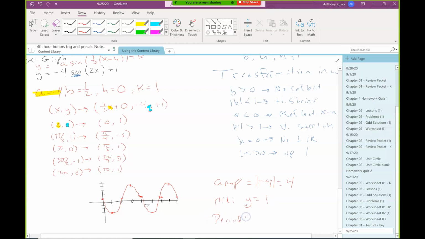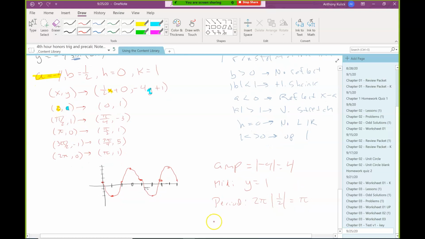What's the period going to be? Well, remember the period was 2 pi times the absolute value of b. In our case, the b is 1/2. Not that the absolute value mattered in this particular problem, but I should probably be technical about that. So the period is 4 pi. And then the frequency would just be 1 over 4 pi. Yes? Of course.